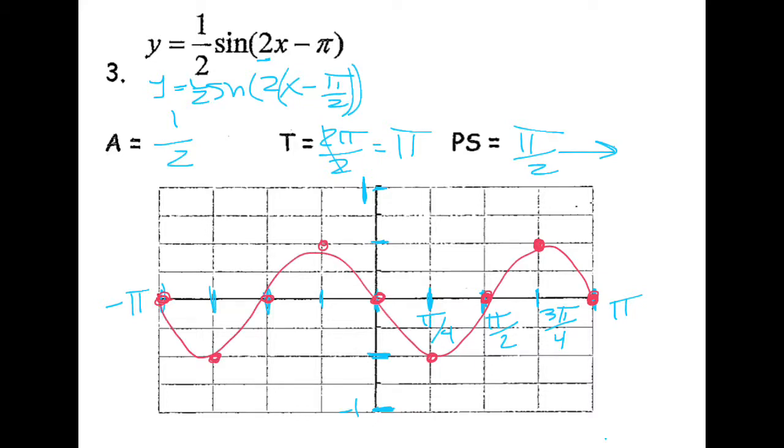And how many periods have we shown? Well, just think about tracing it. There would be 1, and there would be 2. So we showed 2 periods of this sine graph.